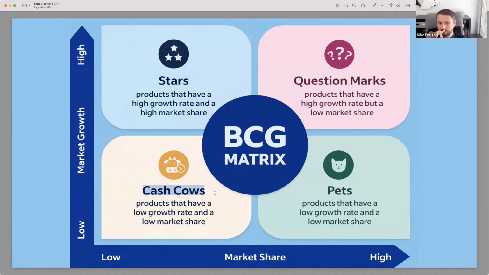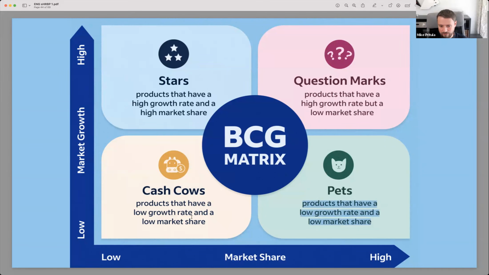Question marks, stars have big market share and big market growth, but question marks have big market growth but small current market share. So a question mark is something we expect to become a star. Stars are our main products and they will become cash cows as soon as they achieve their market share. And pets, the description is right, but for some reason they put it, you see, pets: products that have a low growth rate and a low market share.